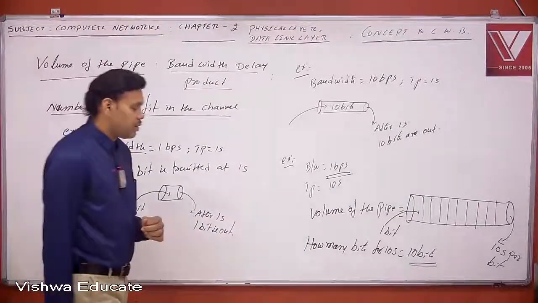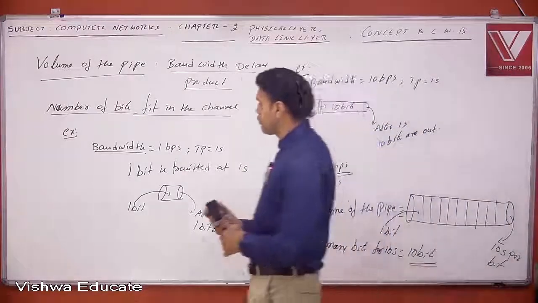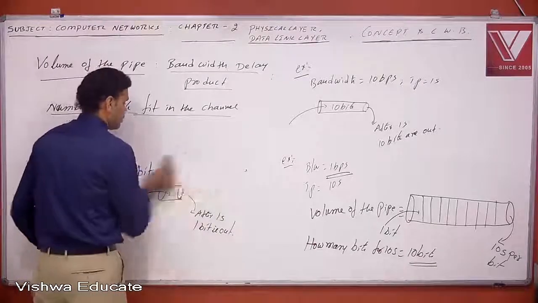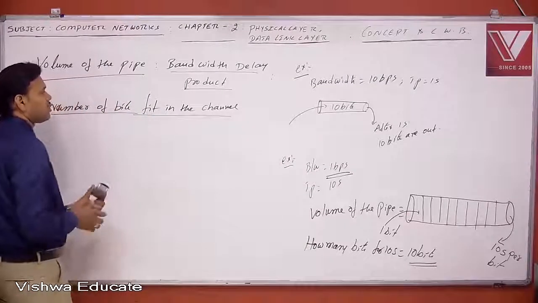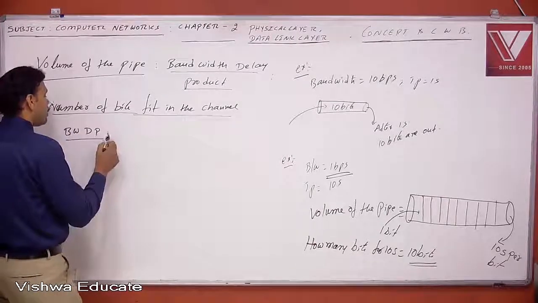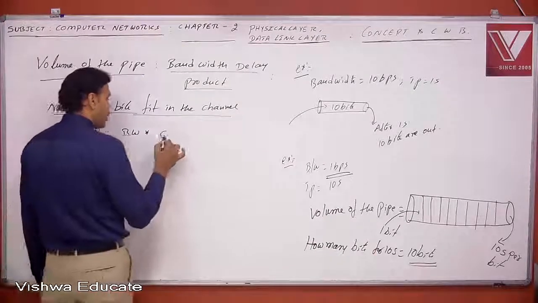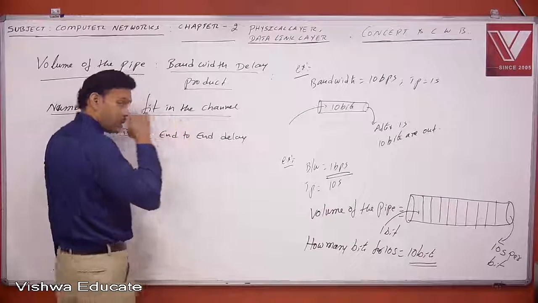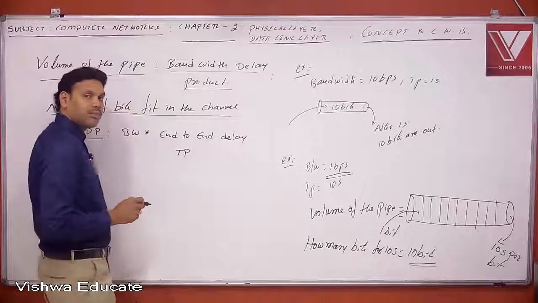Well, friends, now we will see what is the meaning of bandwidth delay product. So now listen, bandwidth delay product, BWDP, is nothing but bandwidth multiplied with end-to-end delay. What is end-to-end delay? The end-to-end delay is nothing but Tp only.